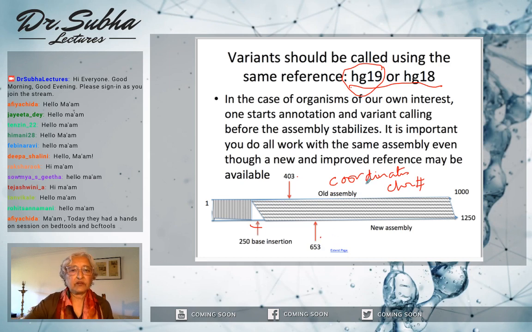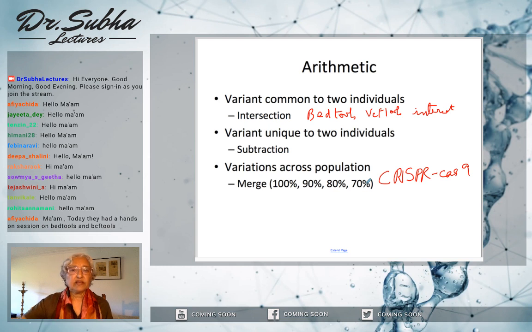That's why I'm hammering on the point that when you're doing hundreds of samples, when you're merging files, when you're doing subtraction, when you're doing intersection, you want to make sure the VCF files were created with the same assembly.